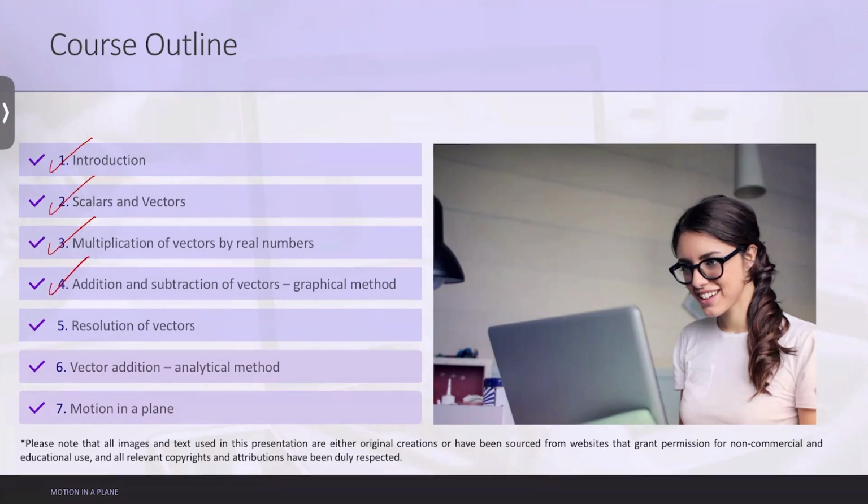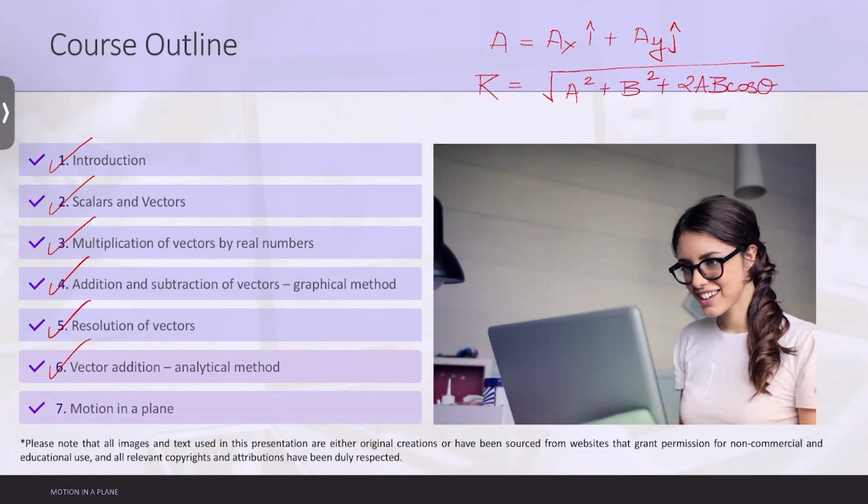Then we understood the graphical method. In the previous discussion we understood the basic application of subtraction of vectors, when we were trying to find out the direction of delta v, correct? Then next was the resolution of vectors, in which one vector A can be resolved into two components, let us say Ax i cap and Ay j cap, correct? Next thing was vector addition, analytical method, in which we calculated R equal to square root of A square plus B square plus 2AB cos theta, correct?